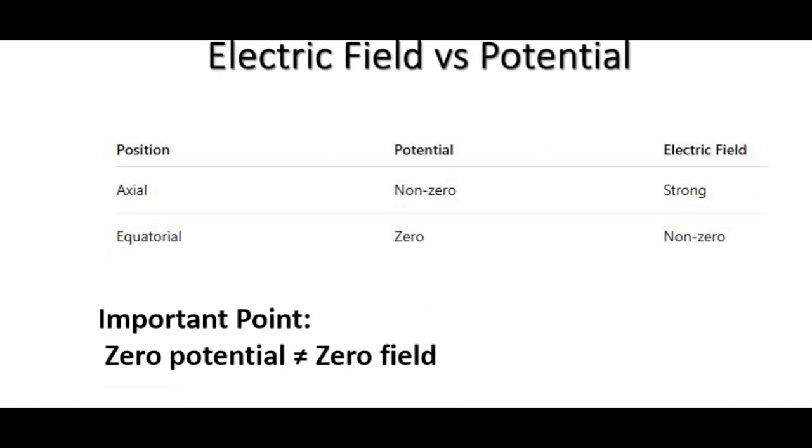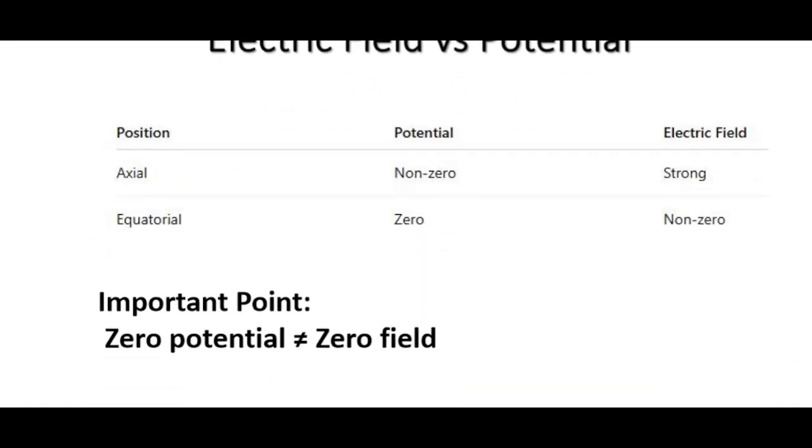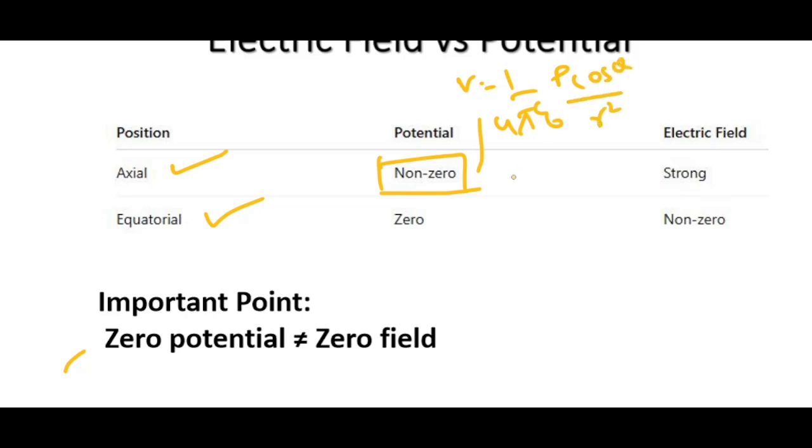Now, we have a small comparison: electric field versus potential, at axial position and at equatorial position. At axial, potential is non-zero because it has some value. What is the value we have recently calculated? V is equal to 1 upon 4 pi epsilon naught P cos theta upon r square. Whereas for the equatorial position, V is 0. For electric field, E is equal to 1 upon 4 pi epsilon naught 2p cos theta upon r cube. And here also it is non-zero.